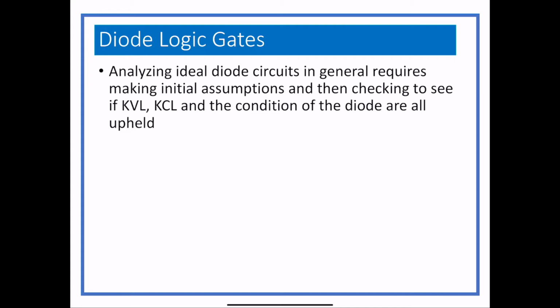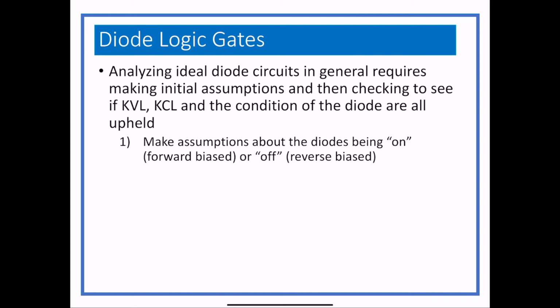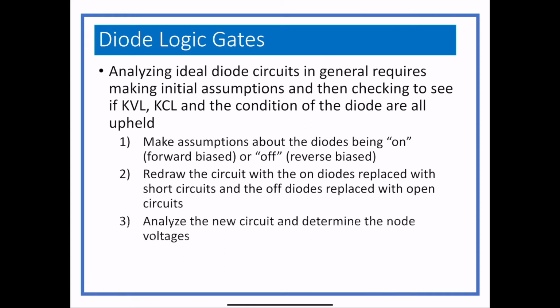Then you redraw the circuit and replace on diodes with a short circuit and off diodes with an open circuit and analyze it. So we make the assumptions, we redraw the circuit, then we analyze the circuit and figure out what the node voltages are in that circuit. There might only be one that you need to find. There might be more than one. Once that's done, you see if KVL and KCL and what you know about diodes works.